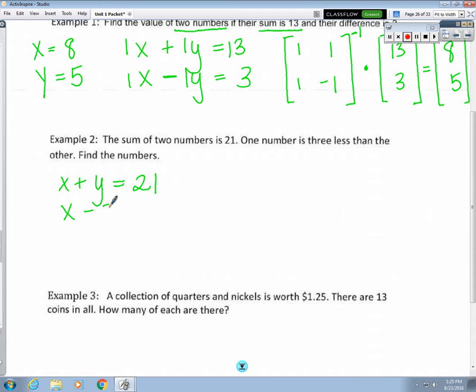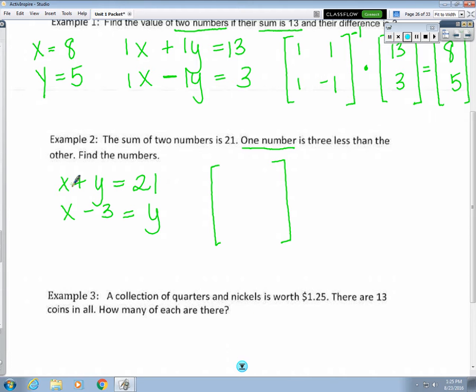Okay, x minus 3 equals y. Or you could have chosen y minus 3 equals x. It doesn't matter because they don't specify which number is 3 less. They just tell you one of them, so you get to choose which one it is. Now, I'm ready to put this in a matrix, but what's the problem? Why can't I go right ahead to the matrix?